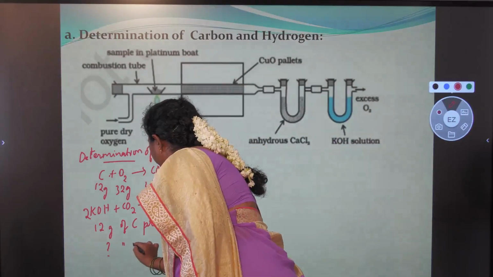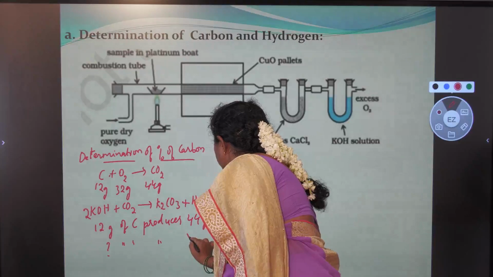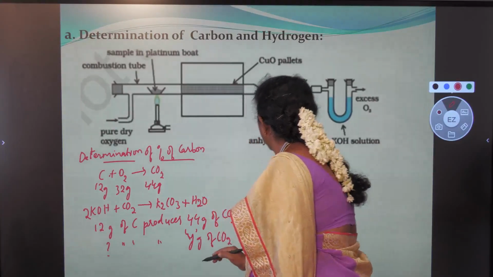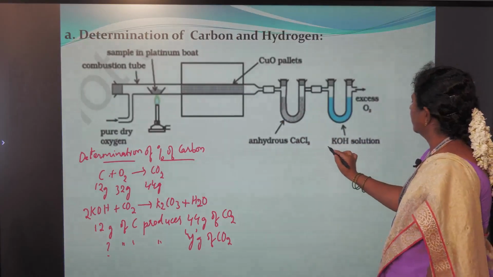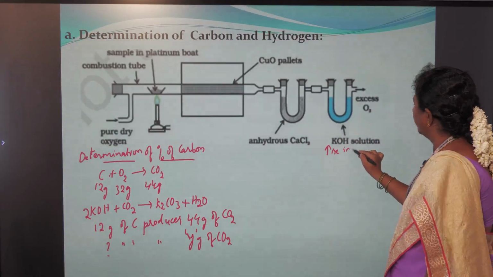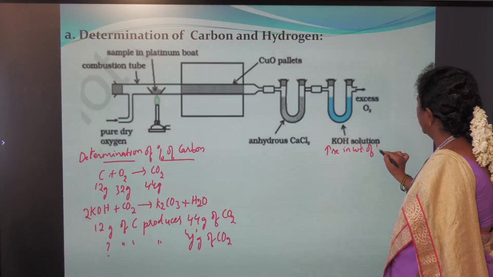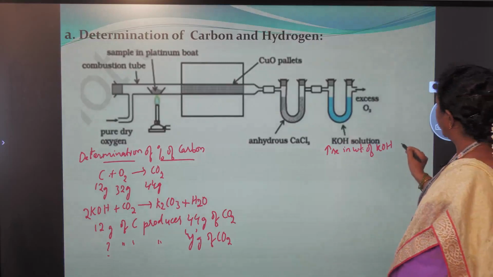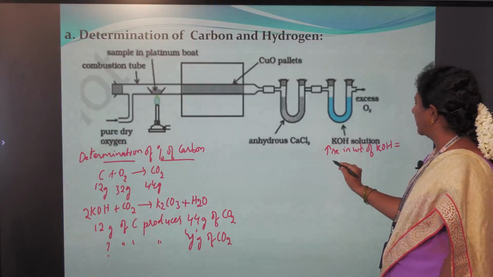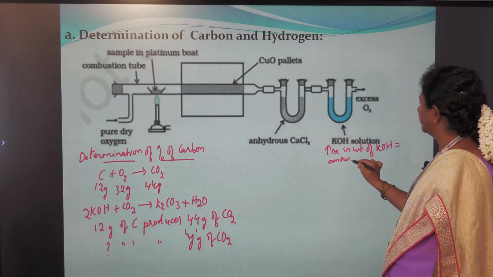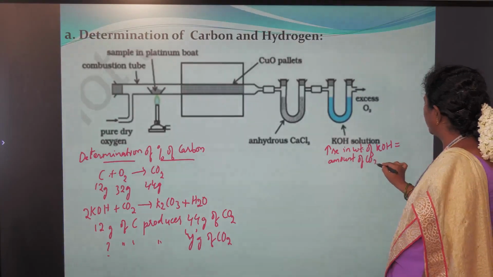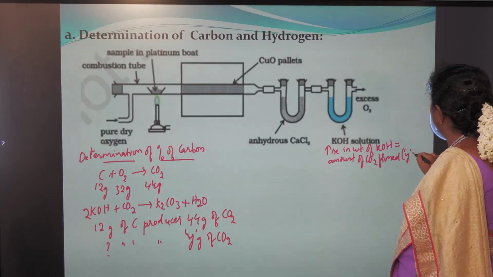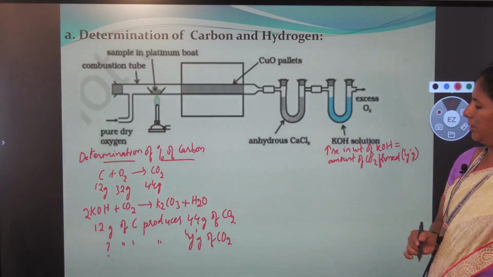How many grams of carbon produce Y grams of CO2? Here Y grams is nothing but what? Increase in weight of potassium hydroxide bulb. Increase in weight of potassium hydroxide bulb is nothing but the amount of CO2 formed, which we are denoting it as some Y grams of CO2 formed.